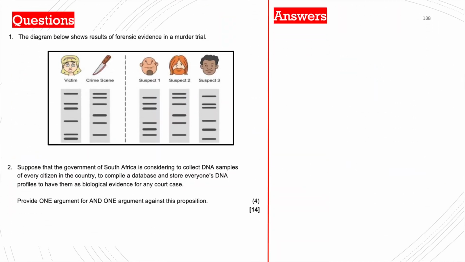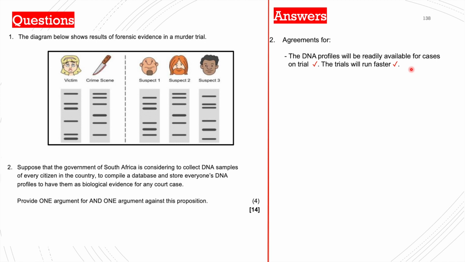Okay, the arguments may be: 1. Arguments for this proposition. The DNA profiles will be readily available for cases on trial, meaning at court. The trials will run faster.